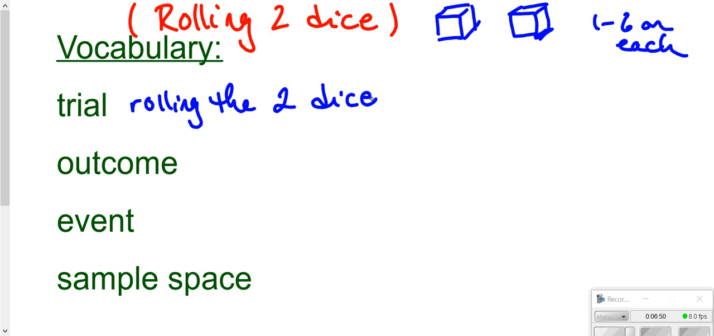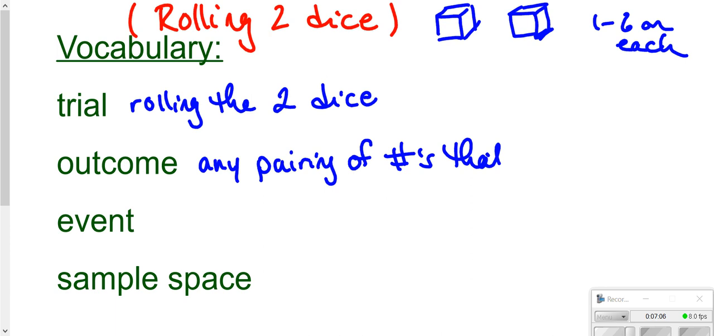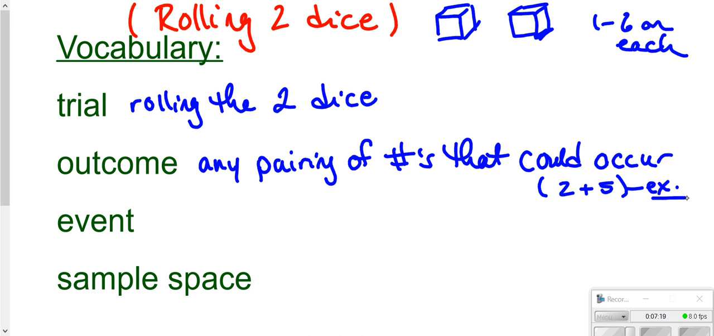An outcome is going to be any pairing of numbers that could happen. So I'll write that. An outcome might be rolling a 2 and a 5, for example. An event might be, let's say I want to find the probability of rolling a 7. So the event would be rolling a 7.